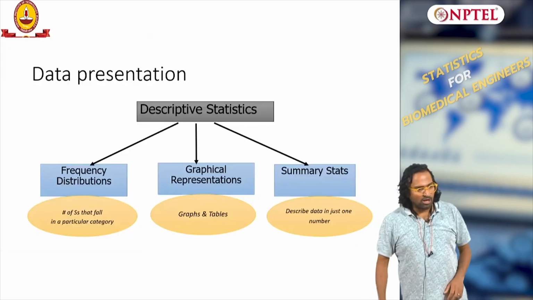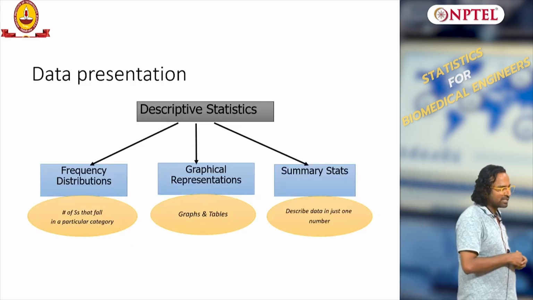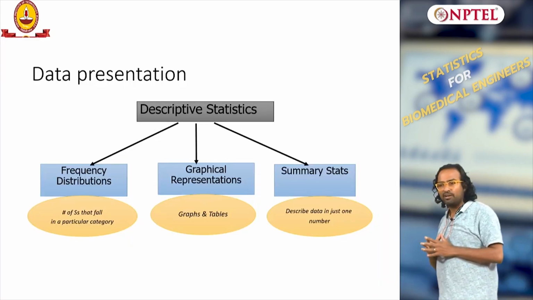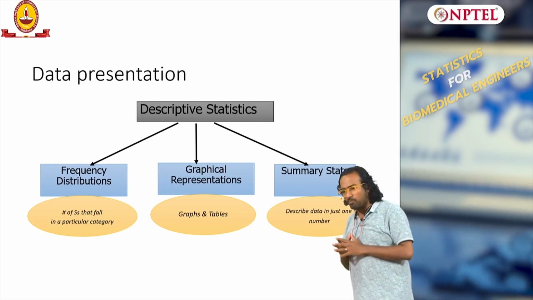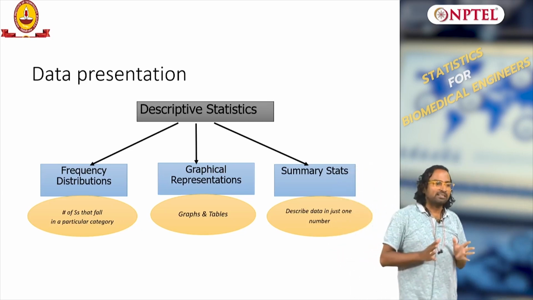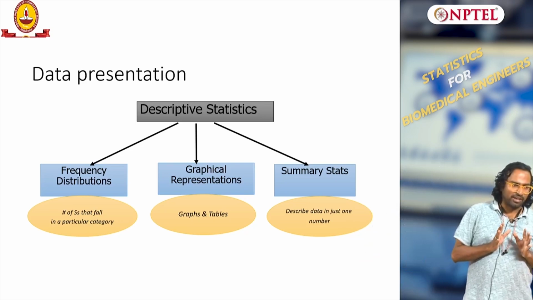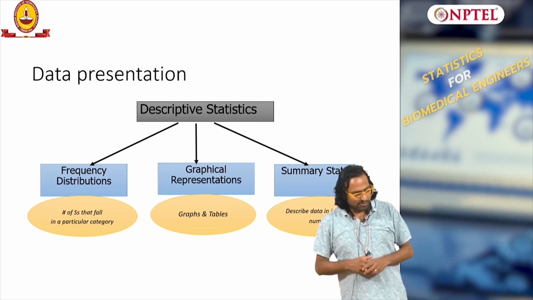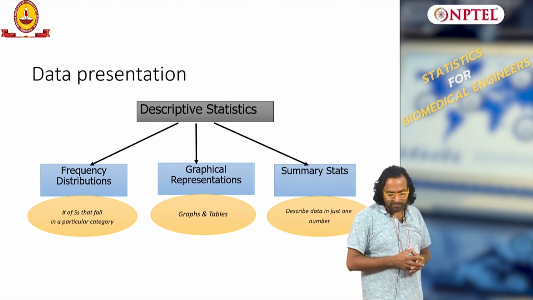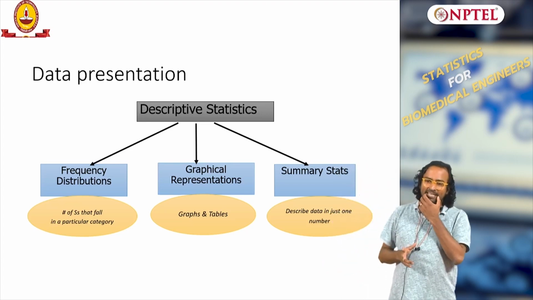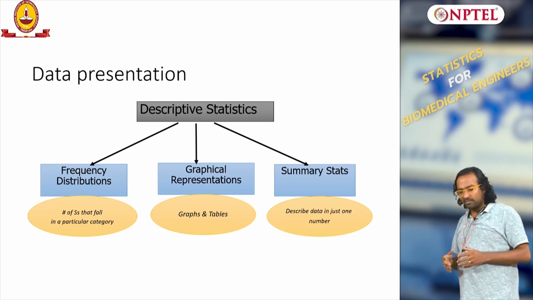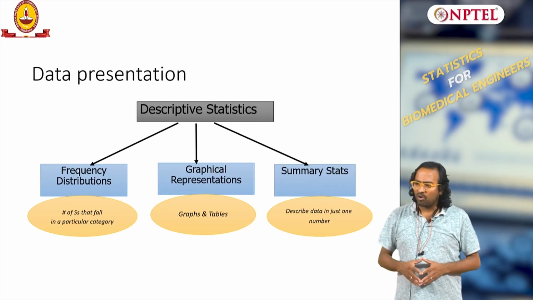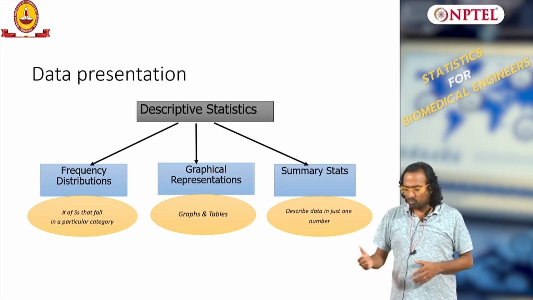Okay. So, now coming to descriptive statistics, we are talking about how to present the data. Descriptive statistics is all about presenting and summarizing. We have various ways of presenting, like using frequency distributions, graphical representations and summary statistics. We will start with frequency distributions. These are some basics you should have learnt by now. We will quickly revise and go on.